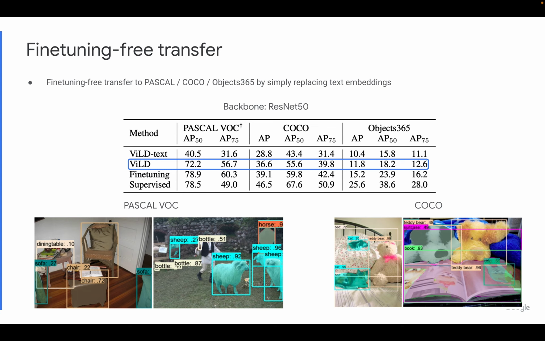So the performance still has a little gap compared with the fine-tuning method or the fully supervised method. But the gap is not that large, given that we are not doing any training on these datasets. And on the bottom, we also show some qualitative examples for the fine-tuning-free transfer.